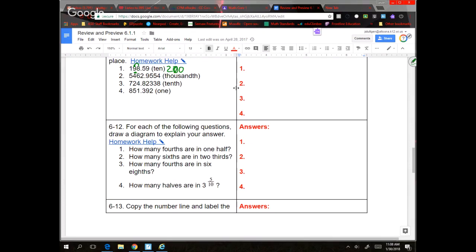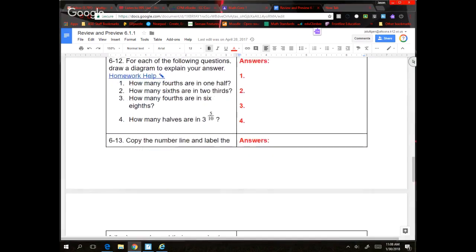Okay. Next one, thousandths place. We got tenths, hundredths, thousandths right there, the 5, the second 5. That should be 5,462.955. Next one is tenth, right there, 724.82. And the last one, the ones place, I should just round to 851.